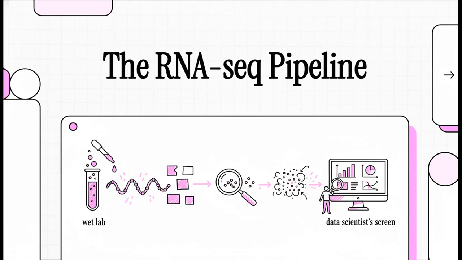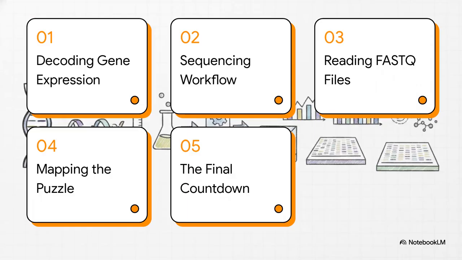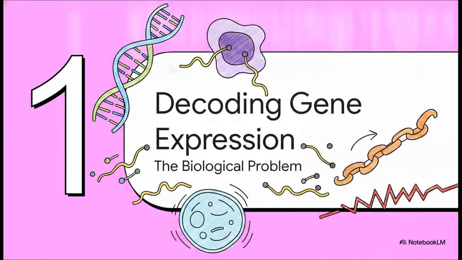If you've ever found yourself wondering how invisible biological matter actually transforms into actionable, statistical data, well, you're in exactly the right place. So here's our roadmap for the day. We've got a very clear step-by-step path from raw biology to a neat mathematical count matrix. First up, we'll decode gene expression. Second, the physical sequencing workflow. Third, reading the FASTQ file. Fourth, mapping the genomic puzzle. And finally, the final countdown to our data matrix. Let's do this. Starting with Step 1, decoding gene expression, and the core biological problem we're trying to solve.